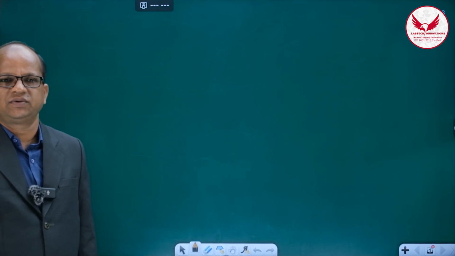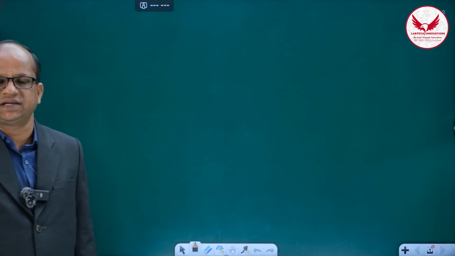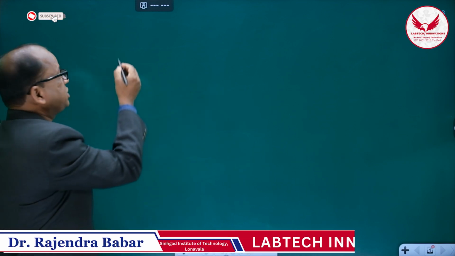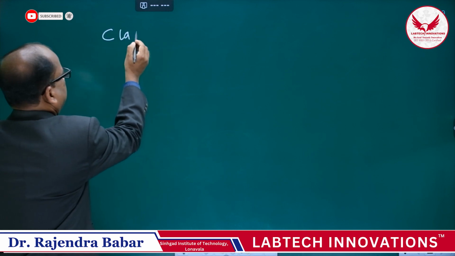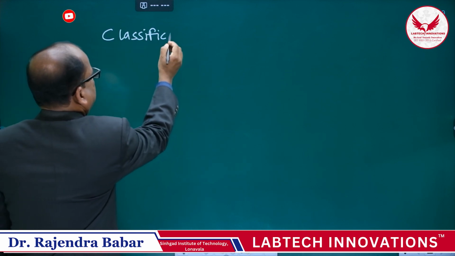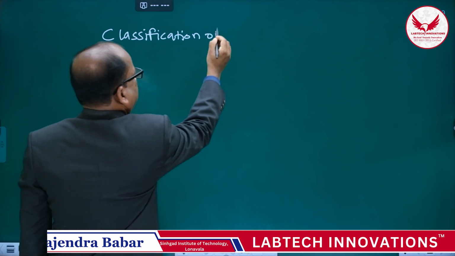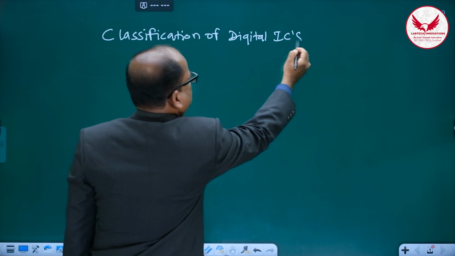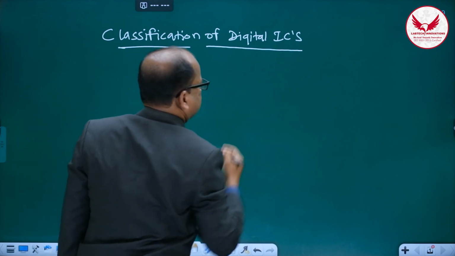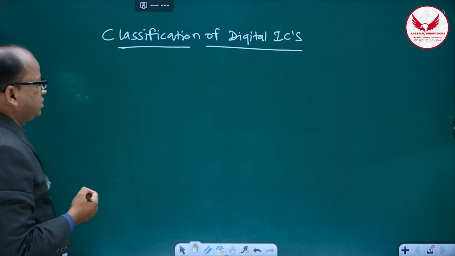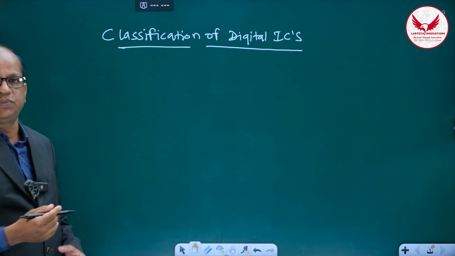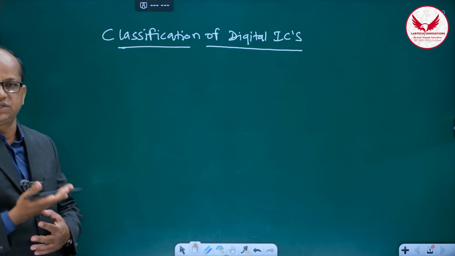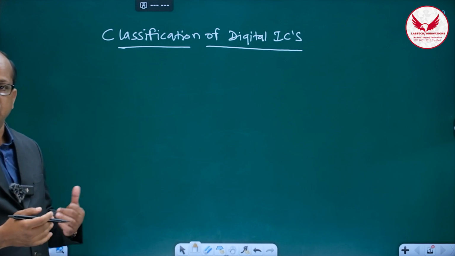Hello friends, today we will go for the classification of digital IC and then types of logic family. So first, classification of digital IC. This classification is based on how many components are mounted on a single die, that is a silicon chip. It decides the classification.